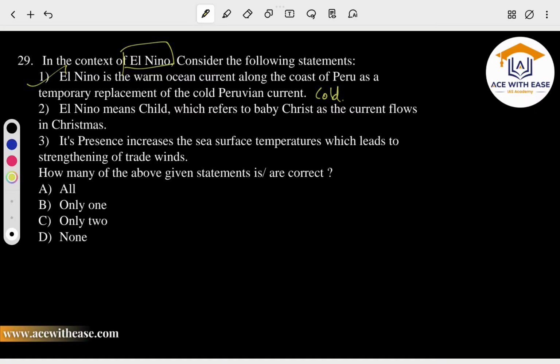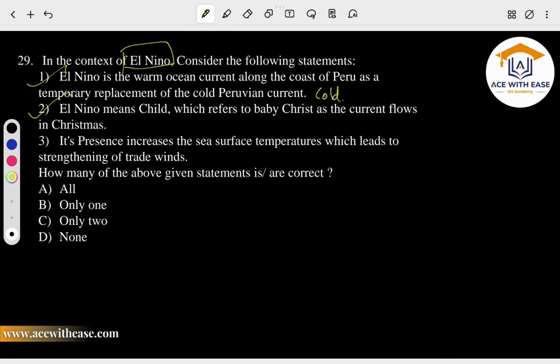Second statement: El Nino means child, which refers to the baby Christ as the current flows around Christmas. Yes, it is a Spanish name for a boy. This is a reference to the fact that typically around Christmas there is a change in the current.